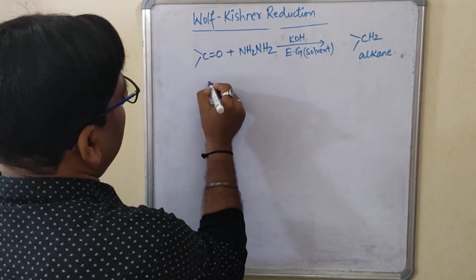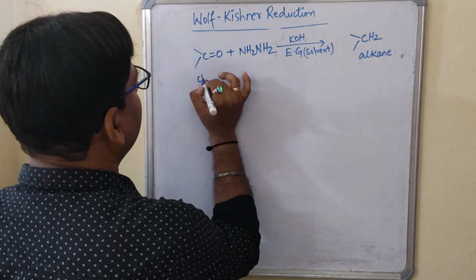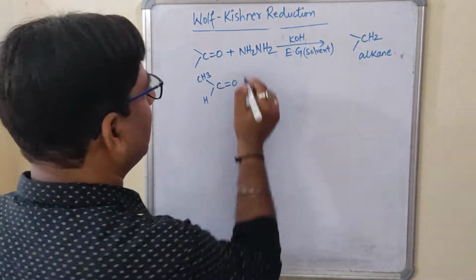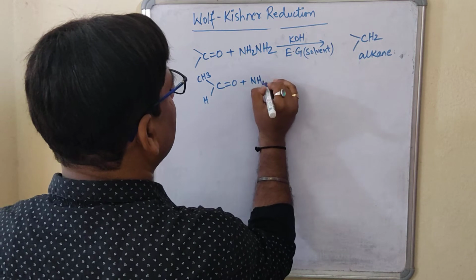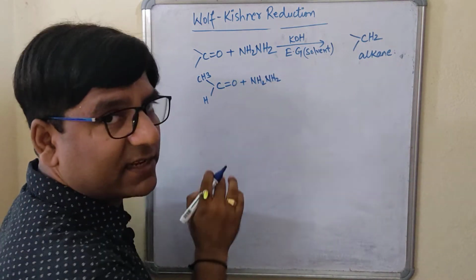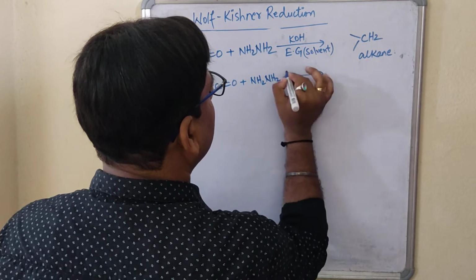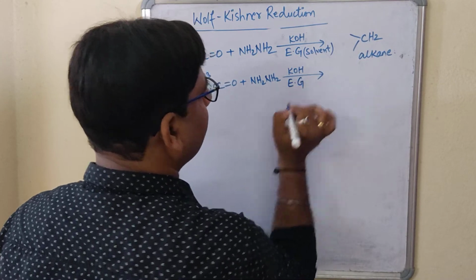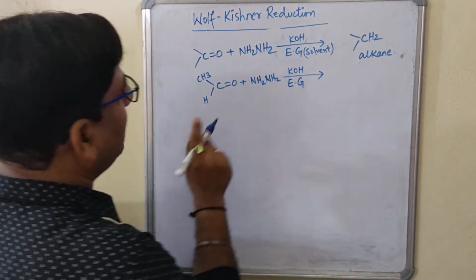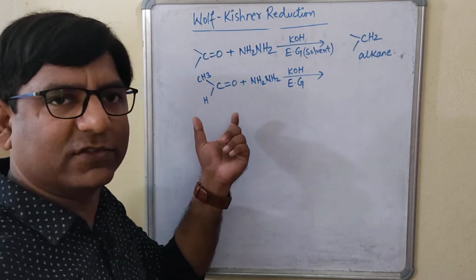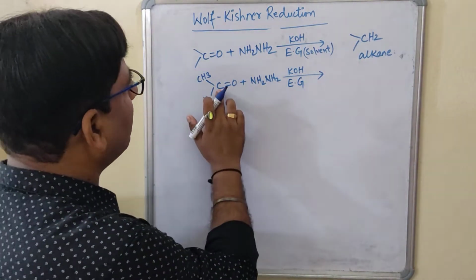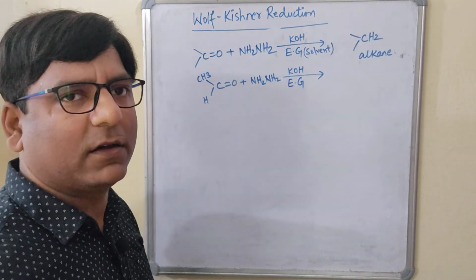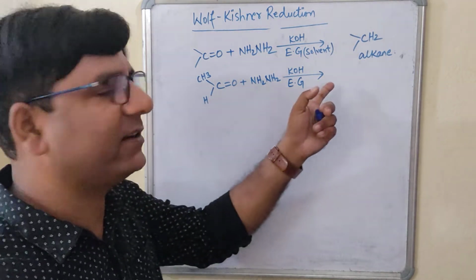Now I am just showing one example. For example, if I am taking here CH3 and here I am taking H, this is O. Same thing I am writing NH2, NH2. This is hydrazine, in the presence of KOH, that is a base, and the ethylene glycol solvent to get what? I told you, students, don't get confused about what will be the product. Simply you convert this carbonyl functional group into the methylene group CH2. That's it. No need to think much about how to write the product.